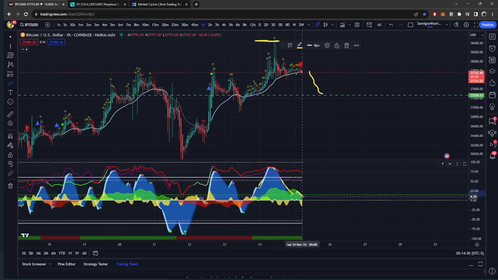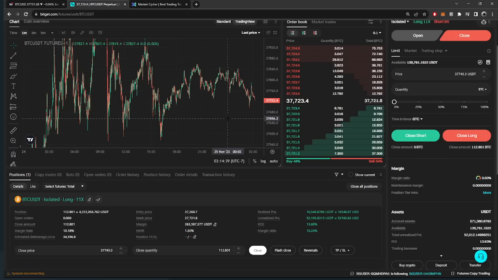Money flow kind of coming down. Momentum coming down. So it's a little worrisome. Blood diamond right there. So I think this price is going to come down a little bit. Therefore, I am taking some profits.